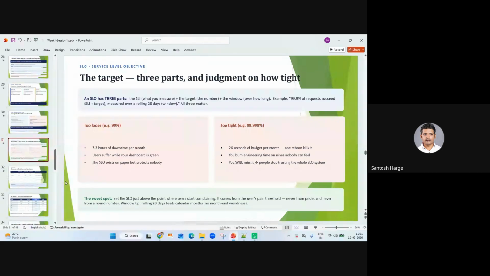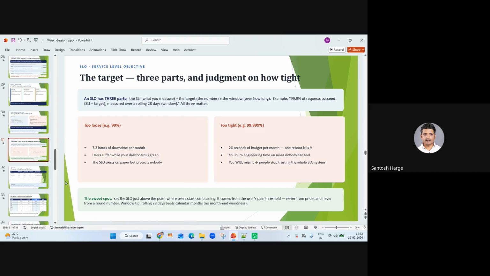So you are too tight with your SLO if you set it at 99.999%. You need to set an SLO in such a way that there is scope for development, for rollout of new features, deployment, patching, maintenance. Along with that, it shouldn't be too loose either, so that your users are complaining or facing issues all the time.